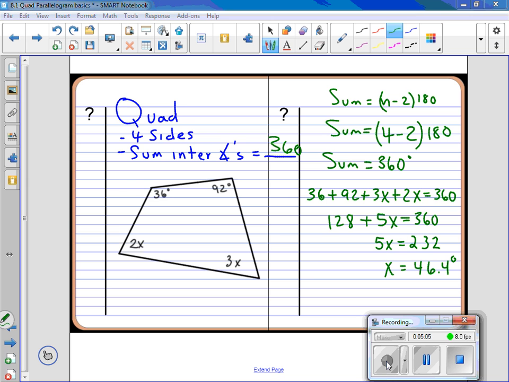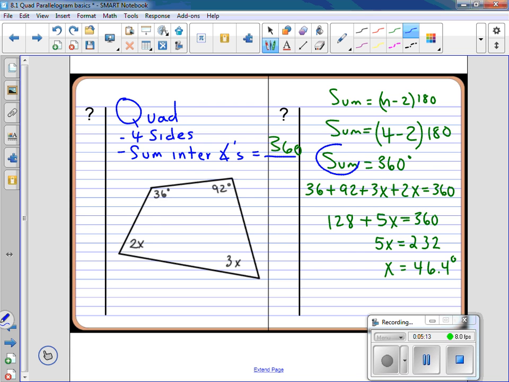All right, if I've done my math correctly, I set up the equation that the sum of the interior angles equals 360. I just substituted these words right here for all the pieces over here. The sum of the interior angles, that's what all that represents, equals 360. So I work it down and it should come out to 46.4 degrees. Okay? All right.